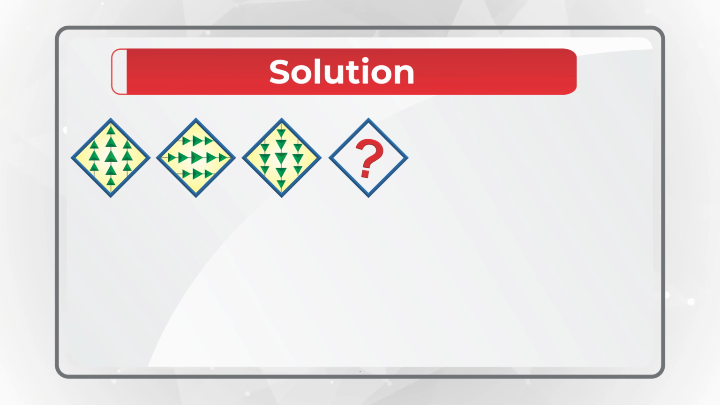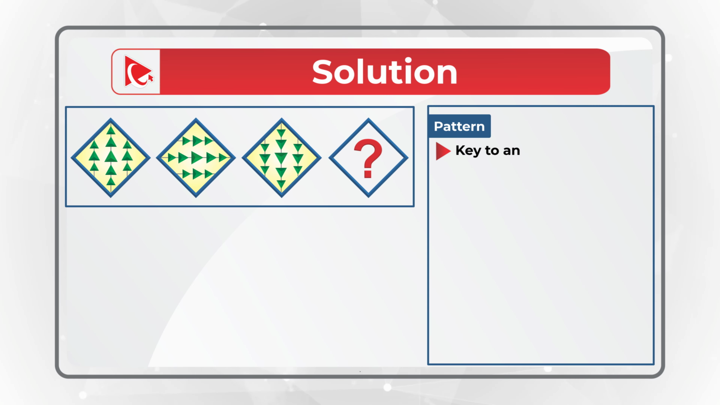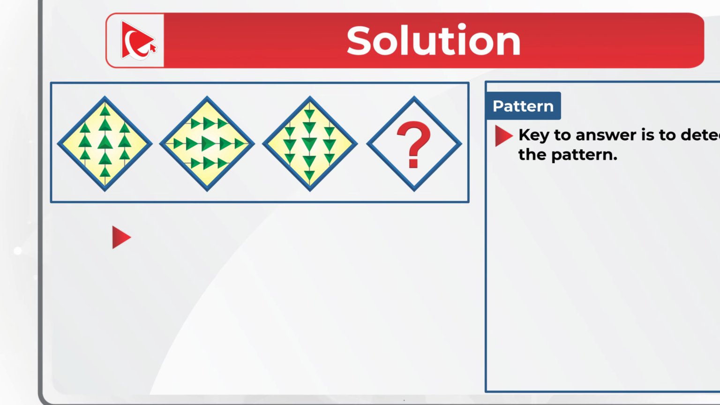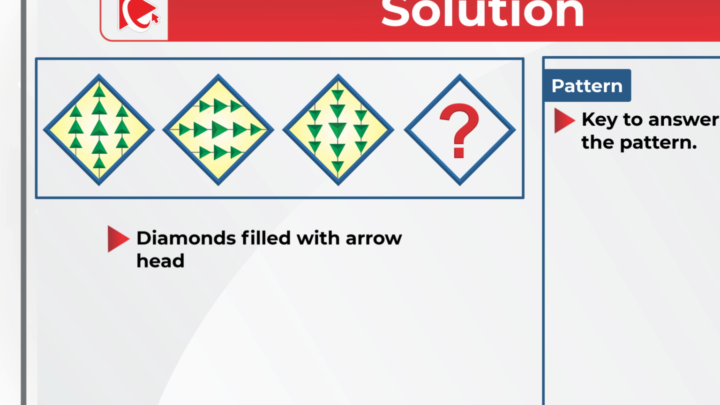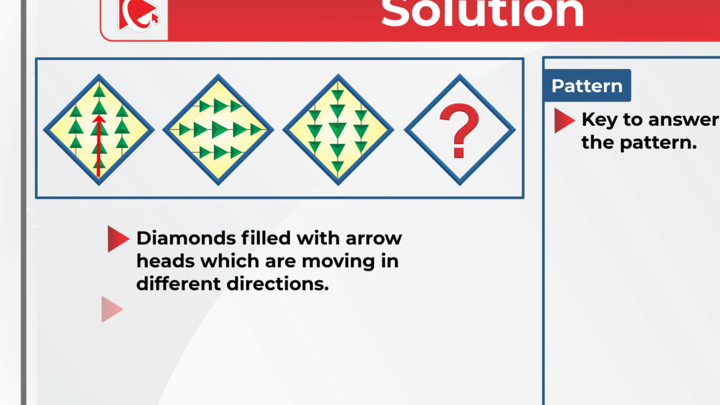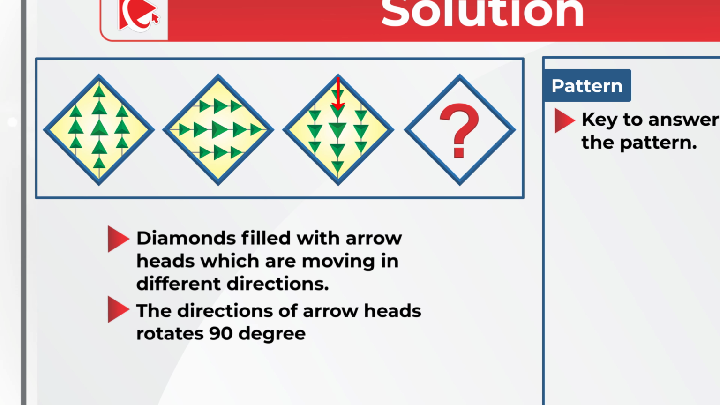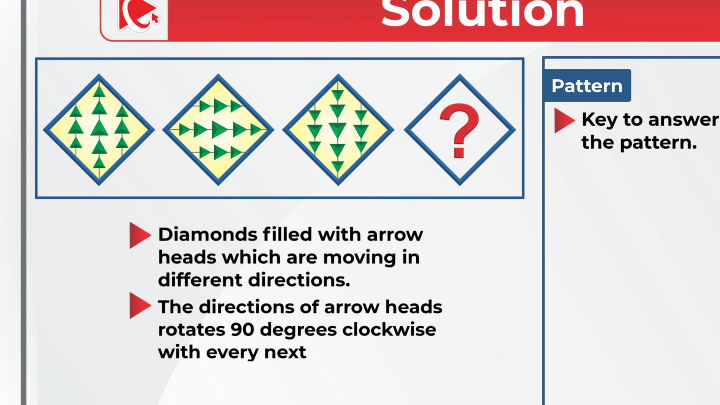As with a lot of other questions, the key to answer this question is to detect the pattern. If you look closely, you will see that diamonds filled with the arrowheads, triangles, which are moving in a different direction. The direction of the arrowheads rotates 90 degrees clockwise with every next shape in the pattern.